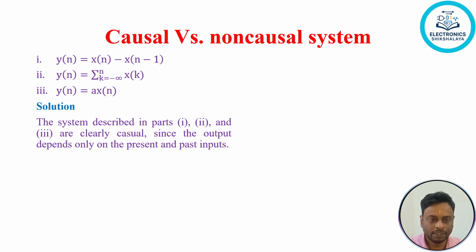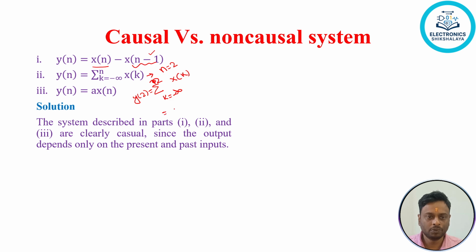Okay, so you can see over here, these are the present values of the input sample. This is the past values of the input sample. So that is why the system is a causal system. You can check, suppose n equal to 2. In this case, y of 2 is equal to the summation of x of k, with k from minus infinity to n. Minus infinity to n means minus infinity to 2.